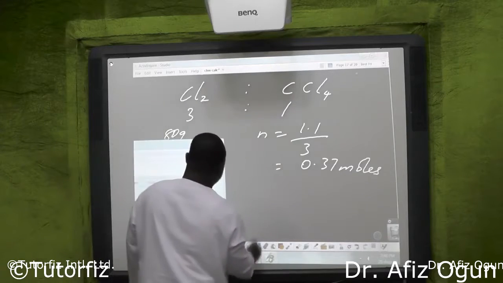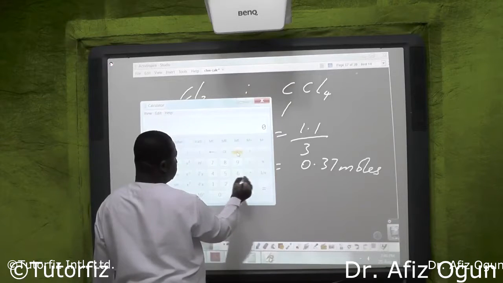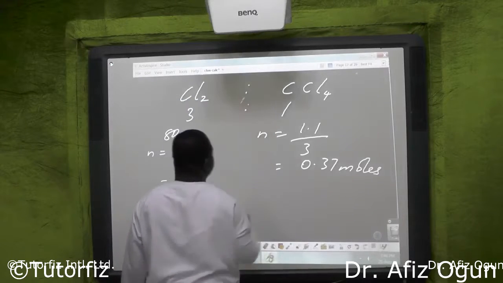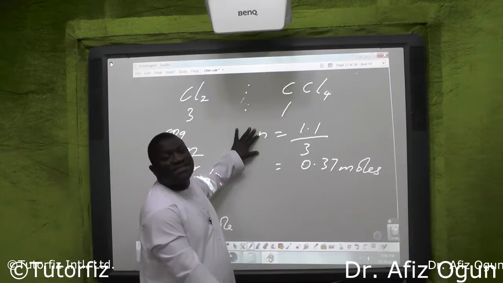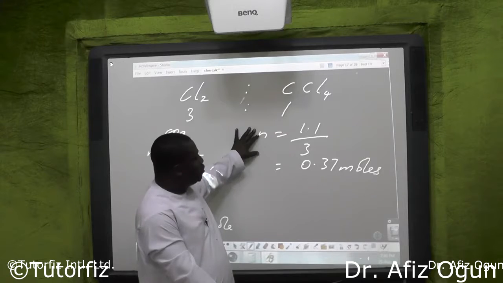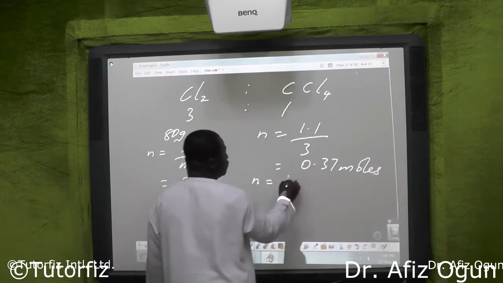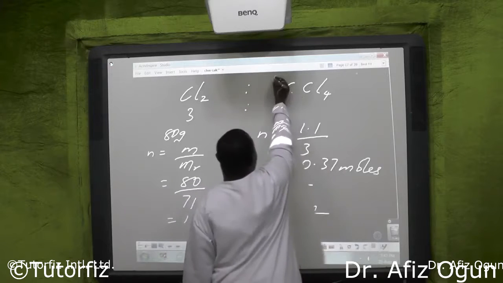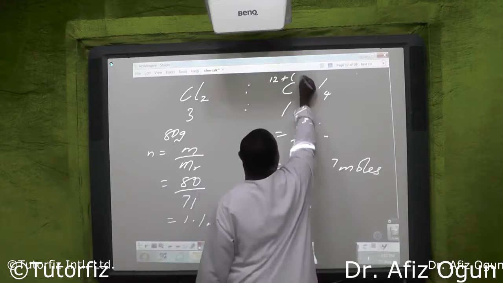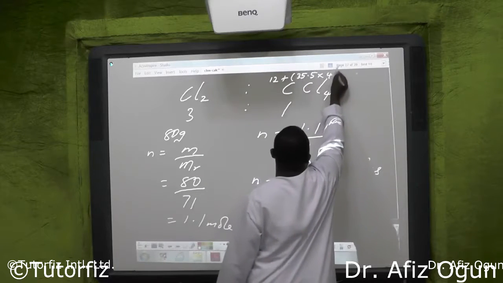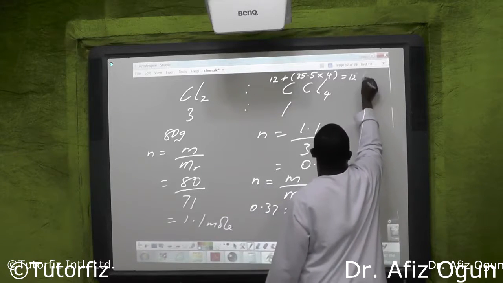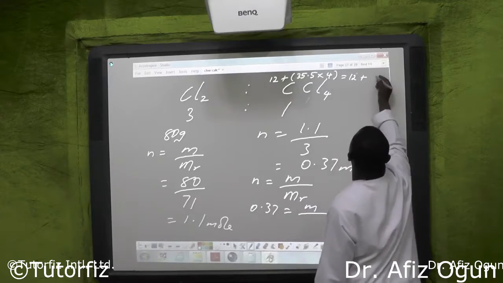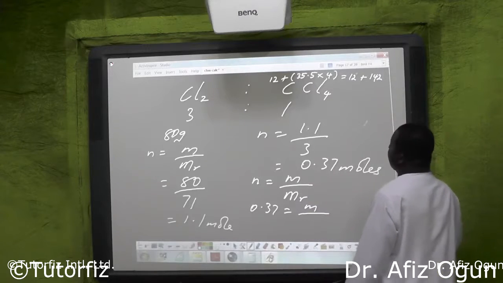Let me check that: 1.1 divided by 3 is 0.37 moles. I'm actually correct. Now, you know the number of moles, but when we are saying the yield, we mean in grams. So what is the mass of this? We say n equals m over Mr. So 0.37 equals m divided by the Mr of CCl4. This is 12 plus Cl, 35.5 multiplied by 4. 35.5 times 2 is 71, times 2 again is 142.